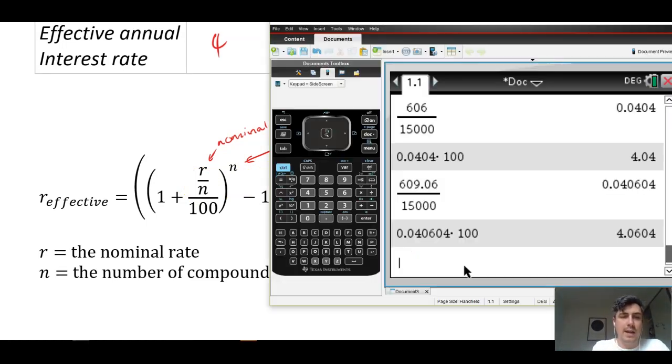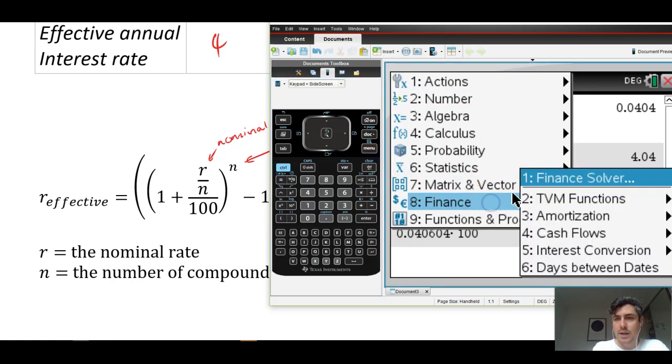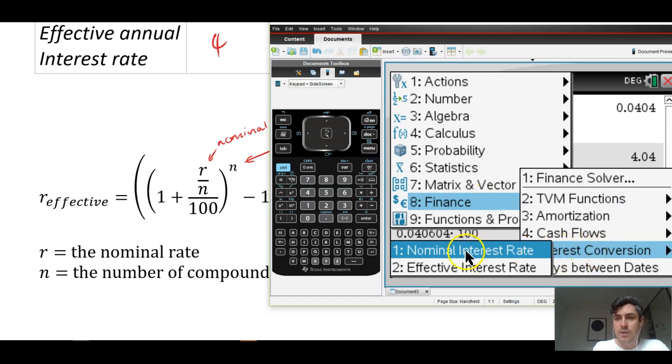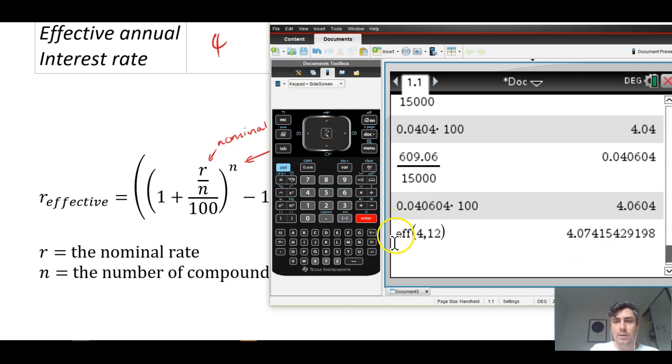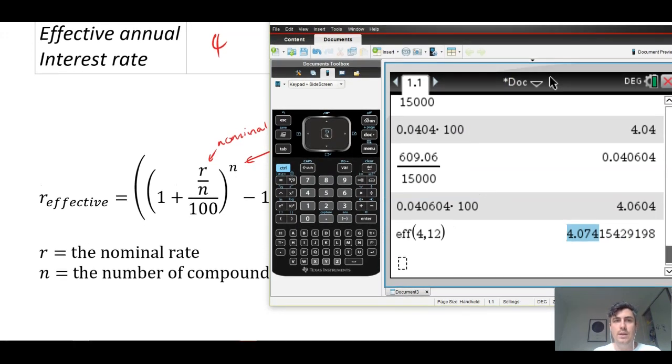But to do it on the CAS, it's quite straightforward. You simply go Menu, Finance, and Interest Conversion. Select Effective Rate. And here, if you type in the nominal rate, so 4 for this example, put a comma, and then put the number of compounding periods per year, so say 12, and it will give you the rate conversion straight away. So you can see that that matches our answer of 4.07, which is perfect.